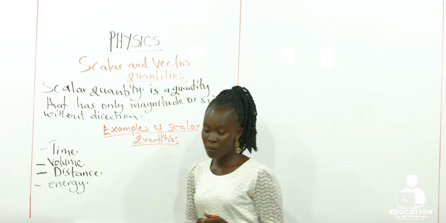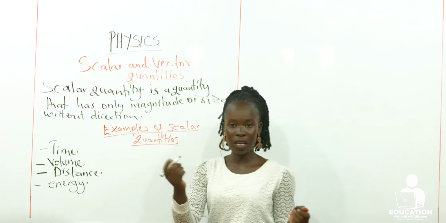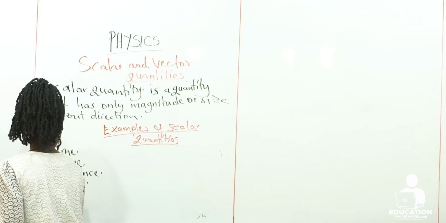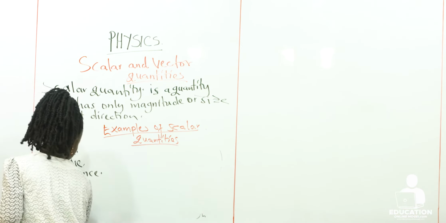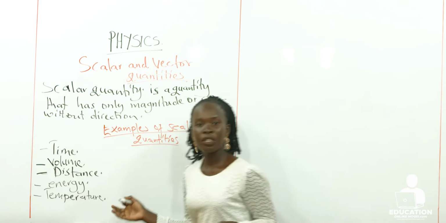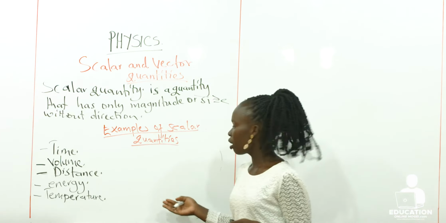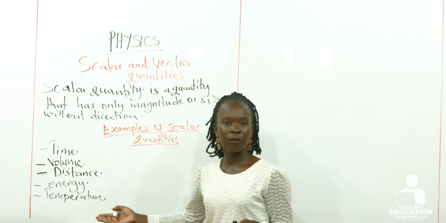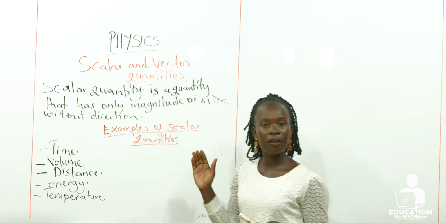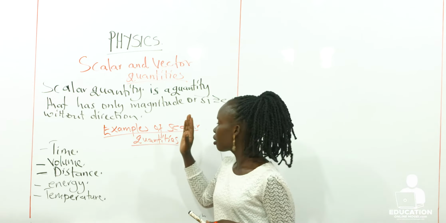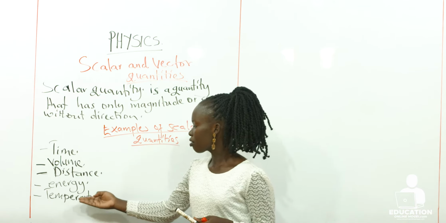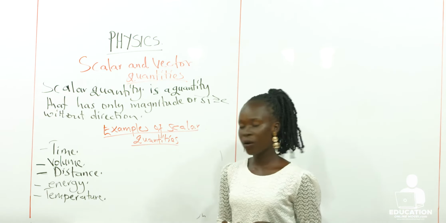We have so many examples of this. We have the temperature. Temperature is a very unique quantity. Temperature can fall under scalar quantity, or it can fall under vector quantity. But then here, how does it become a scalar quantity?